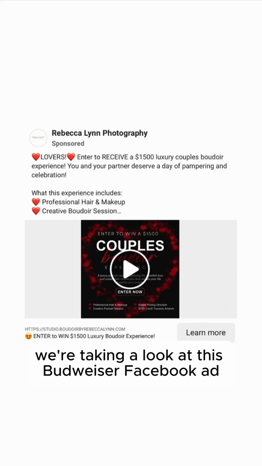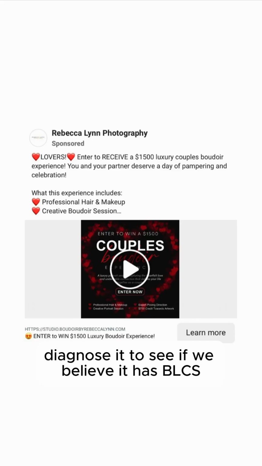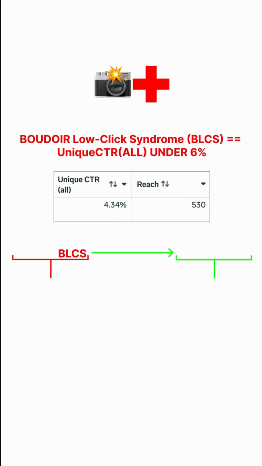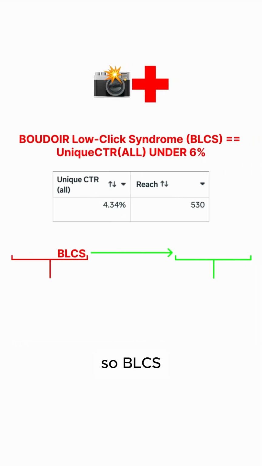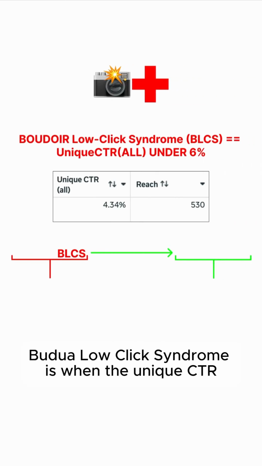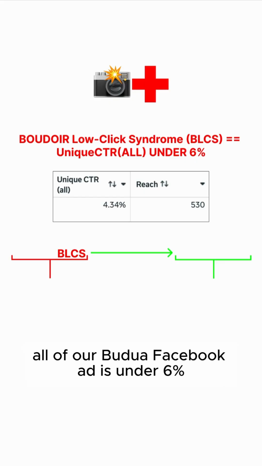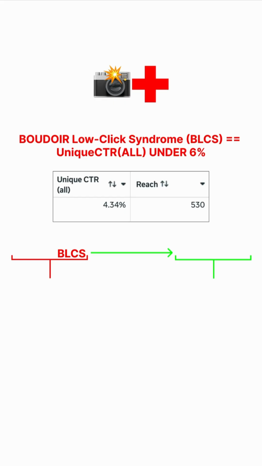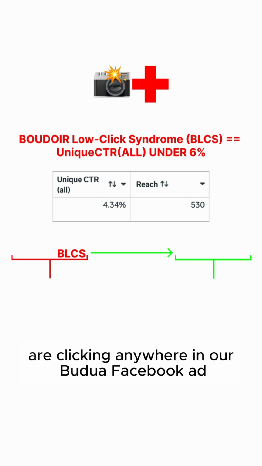All right, y'all, we're taking a look at this Boudoir Facebook ad. We're gonna diagnose it, see if we believe it has BLCS, aka Boudoir low click syndrome. So BLCS is when the unique CTR on our Boudoir Facebook ad is under 6%. That means fewer than 6 out of 100 women are clicking anywhere on our Boudoir Facebook ad.